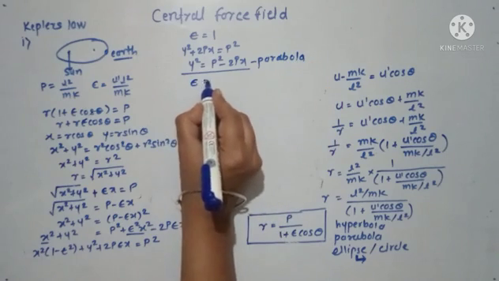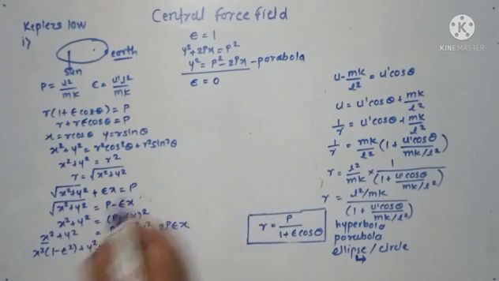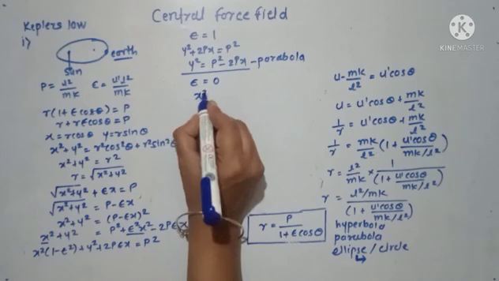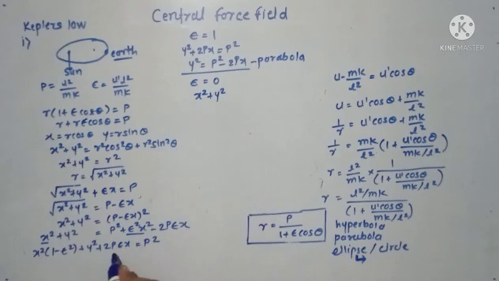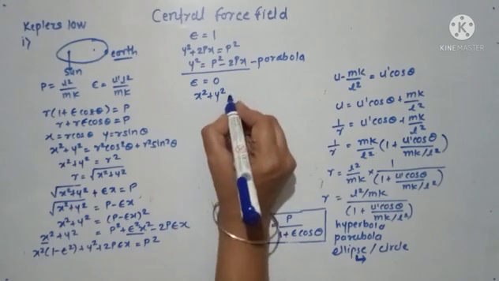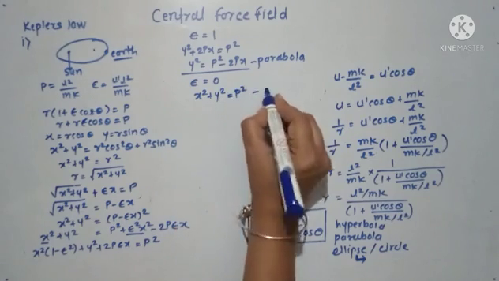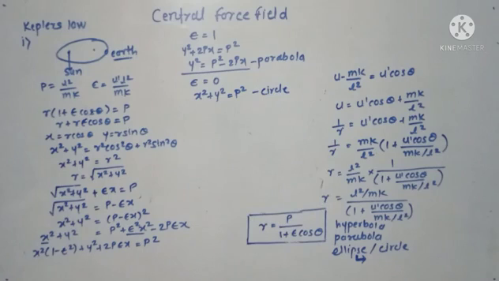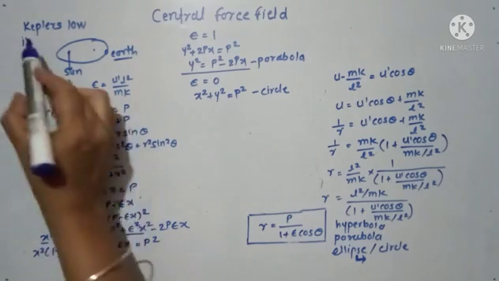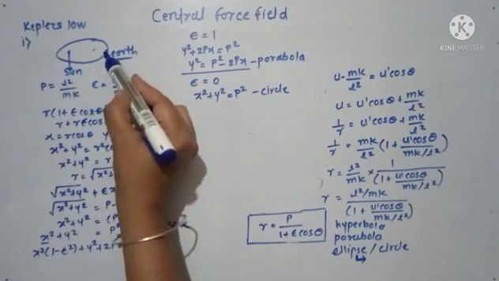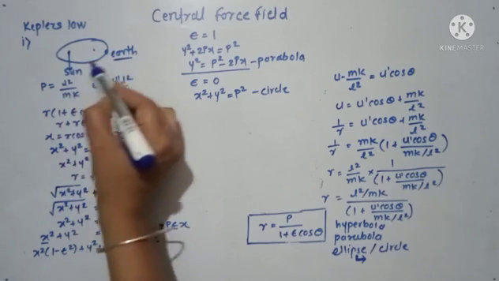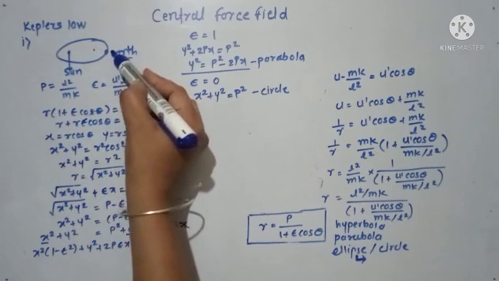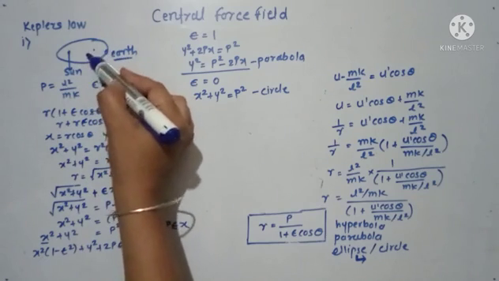Now if I put epsilon equal to 0, the equation will be x² + y² = p², since this term becomes 0. So this is the equation of the circle. We can see that for different values of epsilon, we can get different conic sections. Now we remember that we have to prove Kepler's first law, which says that a planet revolves around the sun in an elliptical orbit. So let us evaluate the equation for the elliptical orbit.